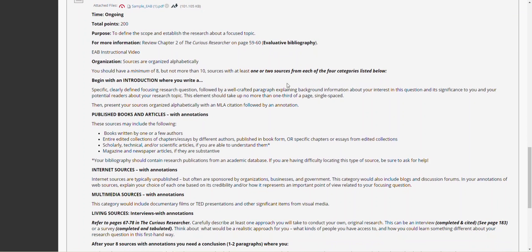All right, so you're going to begin with a minimum of 8 sources, no more than 10, and 1 or 2 sources from each of the 4 categories listed below. So I'll cover the categories in a minute.